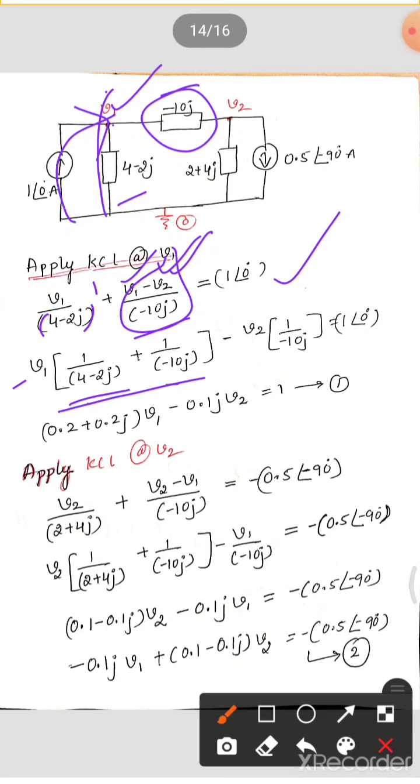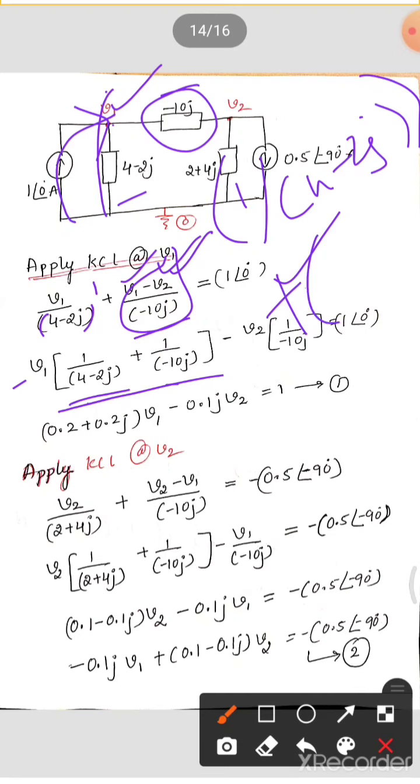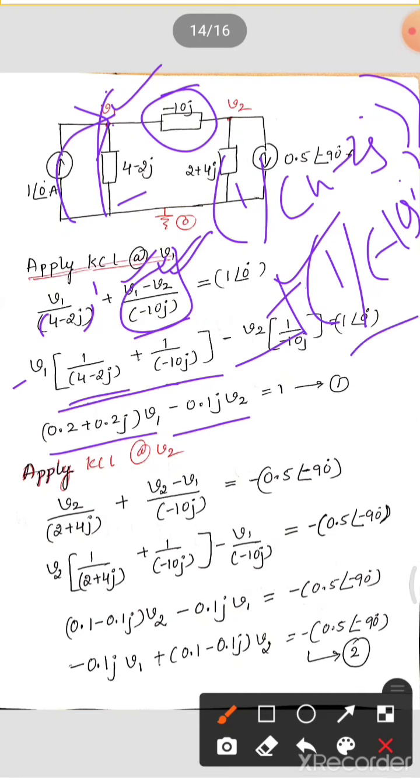Let's simplify this. Take a calculator, enter in a bracket 1 divided by, in another bracket, 4 minus 2j. Complete this, and then plus, start with a bracket, 1 divided by, in a bracket, minus 10j. Complete those 2 brackets. Once you calculate, you get 0.2 plus 0.2j times v1. Similarly, v2 also you can calculate: 1 divided by minus 10j will be 0.1j v2, which is equal to 1 at an angle 0, which is nothing but 1. So this is your first equation.